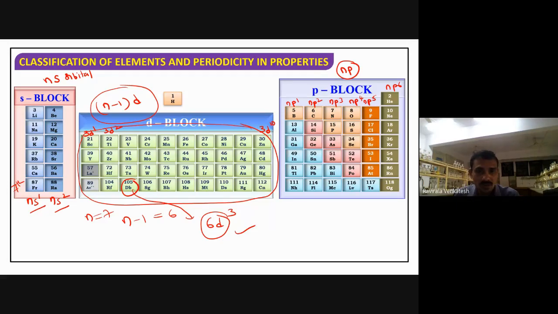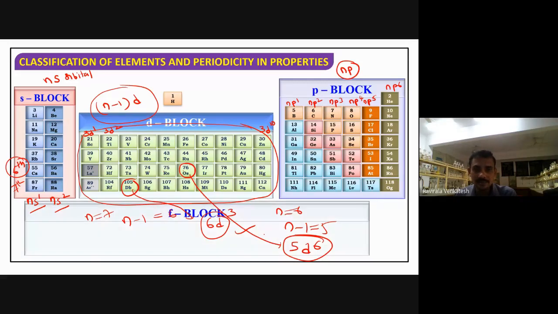For example, you take osmium. Osmium belongs to which period actually? 6th period. Okay, n is equal to 6. n-1 is equal to 5. Now in osmium, electrons will fill where? In 5d. 1, 2, 3, 4, 5, 6. So 5d6 it is. Isn't it? So it is a D block element.